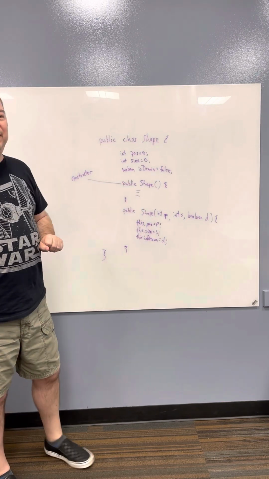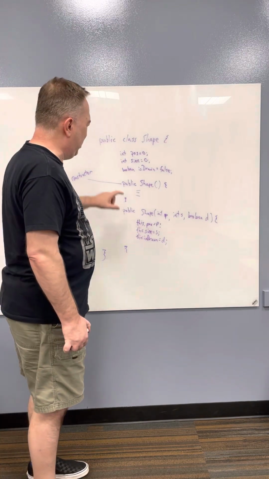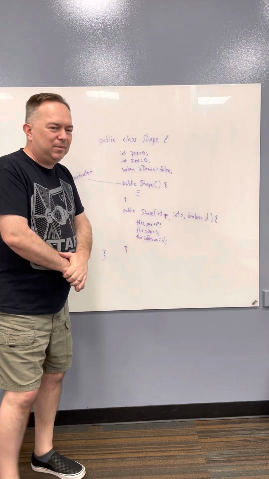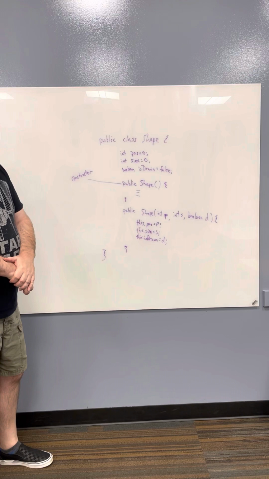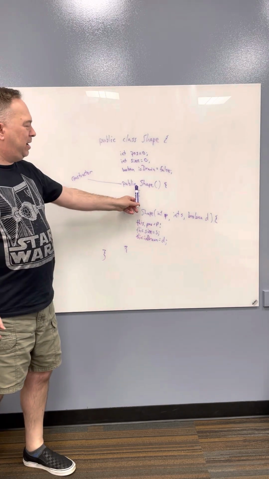Now you notice what's missing. 10 points if you figure it out. What's different about a constructor and a normal method? There's one thing that's not there. The audience doesn't know. I'll give you a hint. It goes right here.